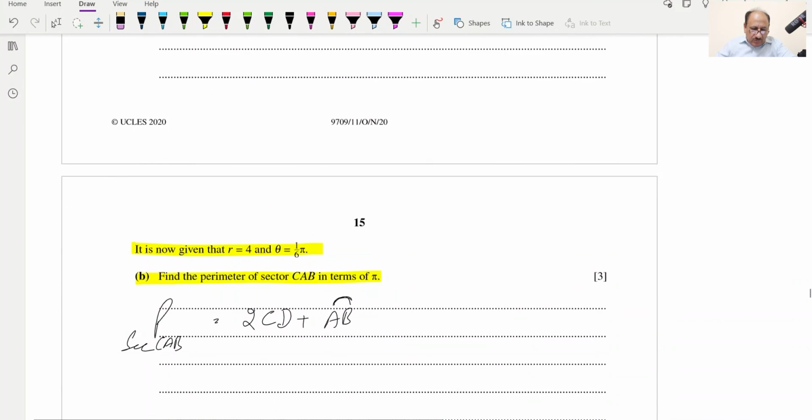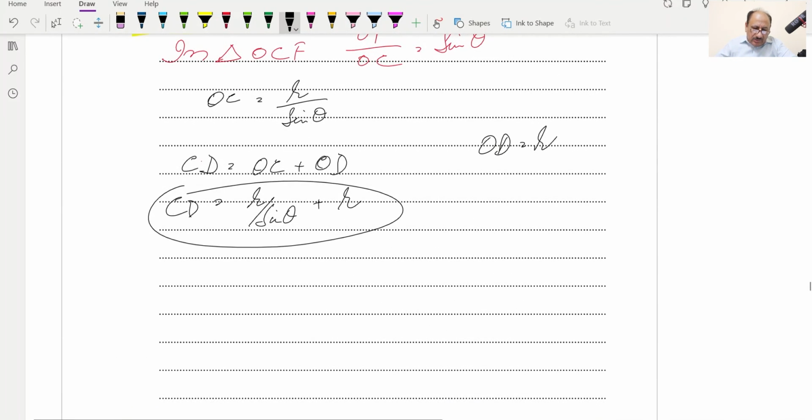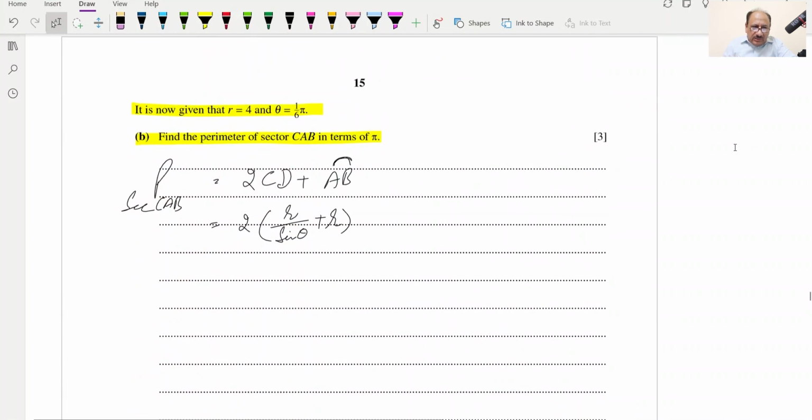Double of CD will be the perimeter of this one. So we can rewrite it as 2 of CD, where CD we just found, r over sine theta plus r also, which we found over here. This is the value of CD which we are utilizing. Now AB is what? AB is CD plus, this will be CD plus 2 theta.